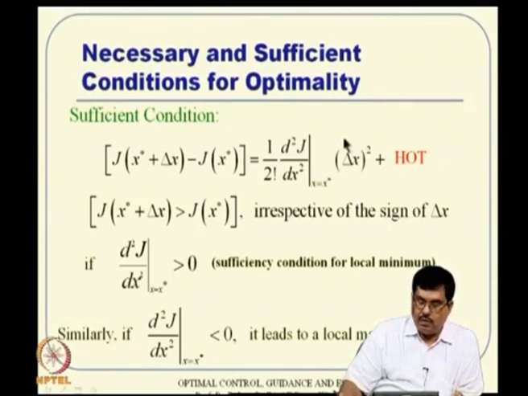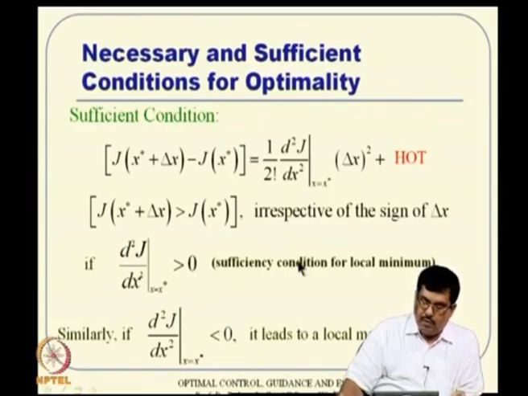Okay. So, this has to be strictly greater than 0, provided this is greater than 0. Now, this is greater than 0 anyway. So, this quantity is greater than 0, provided this quantity happens to be greater than 0. That means, the second order term has to be greater than 0 basically. And similarly, if the second order term happens to be less than 0, it will lead to the conclusion that this term is less than 0. In other words, x star happens to be a maximum.